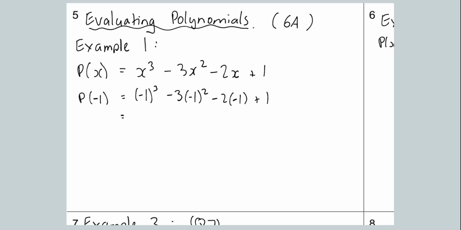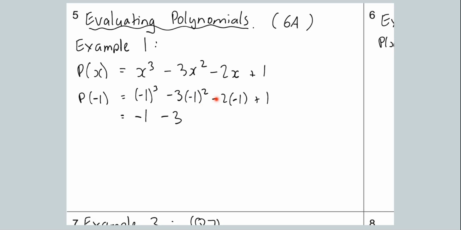Maybe in one step, like in my head, or now I'll do it in 2 steps because it's easier for the video. So negative 1 cubed, please remember that when you raise a negative number to an odd power, the answer is negative. And if you raise a negative number to an even power, the answer is positive. So I've got negative 1 cubed is negative 1. Negative 1 squared is positive 1 times by negative 3 is negative 3.